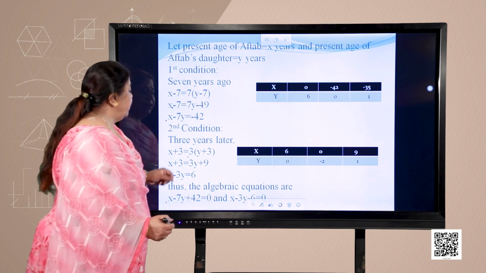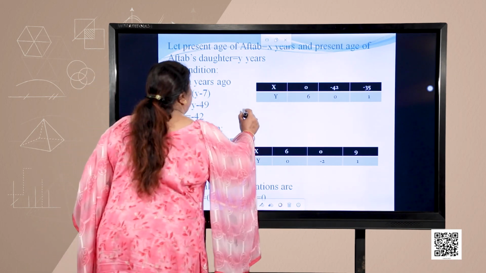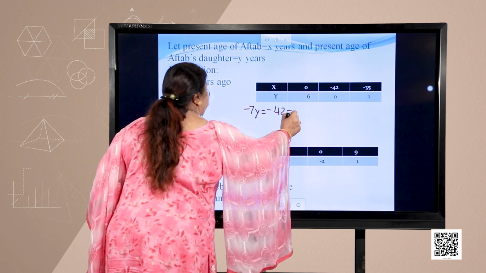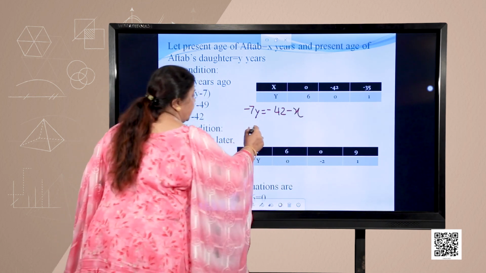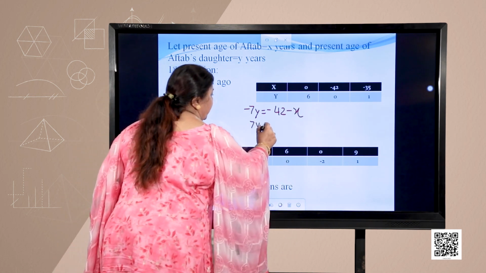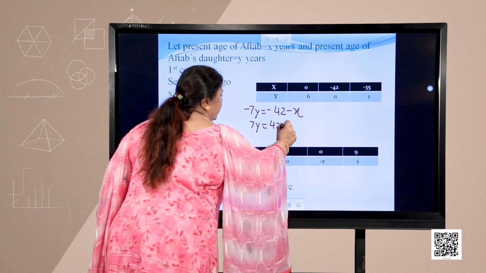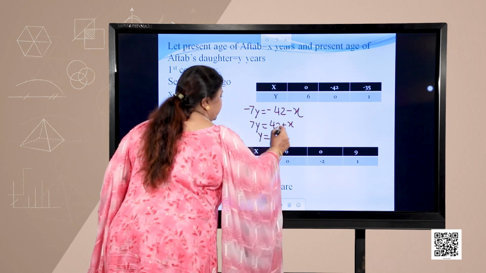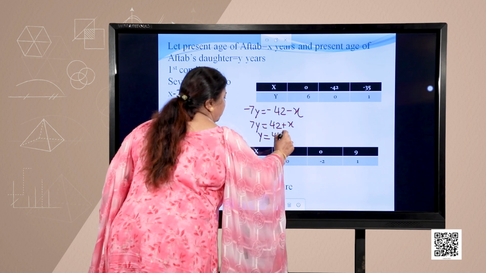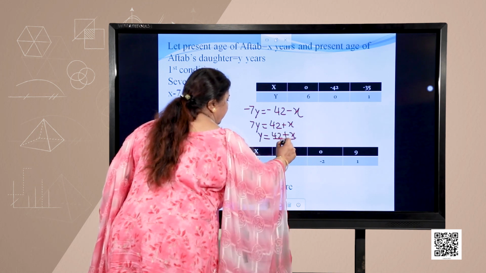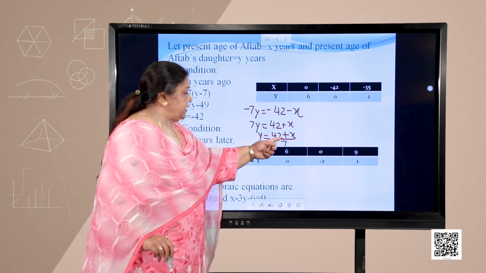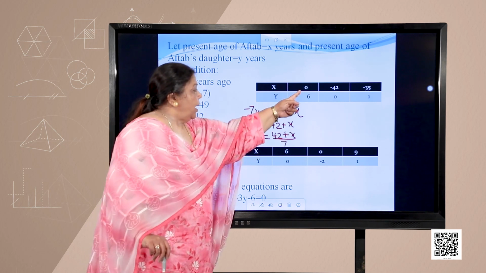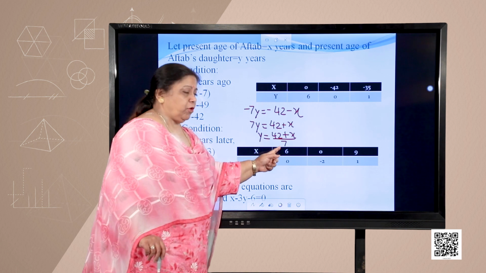Look at the first equation here. We have minus 7y is equal to minus 42 minus x. If I bring x to the other side, signs will change. I have 7y is equal to 42 plus x, and y is equal to 42 plus x upon 7. Now for various values of x, I will be able to calculate different values of y. If I put x is equal to 0, I get y is equal to 6. 42 upon 7 is 6.